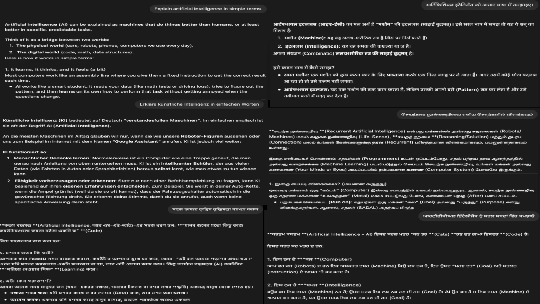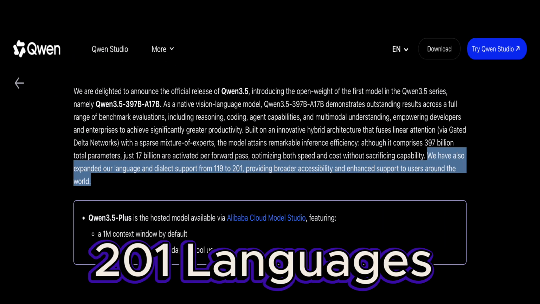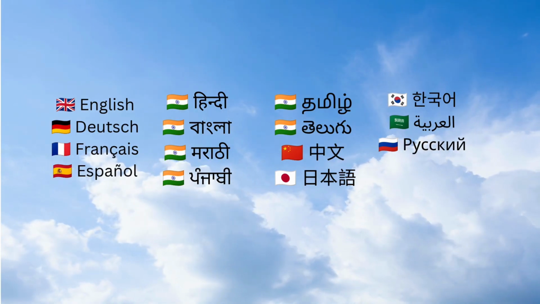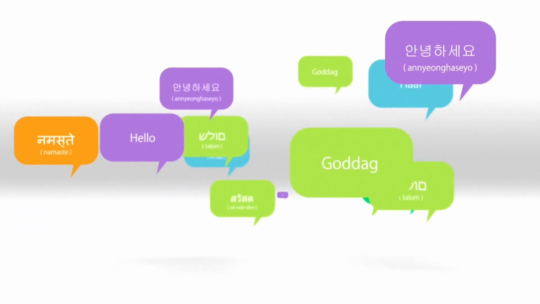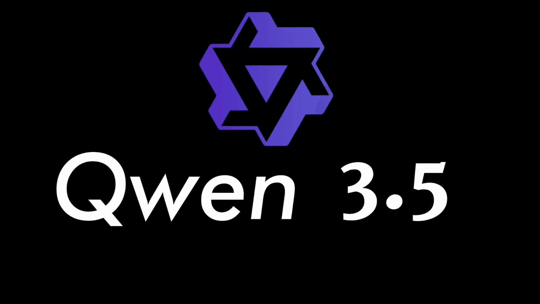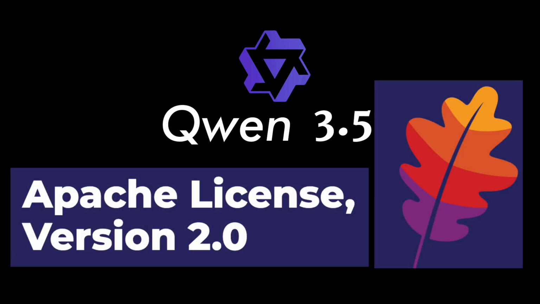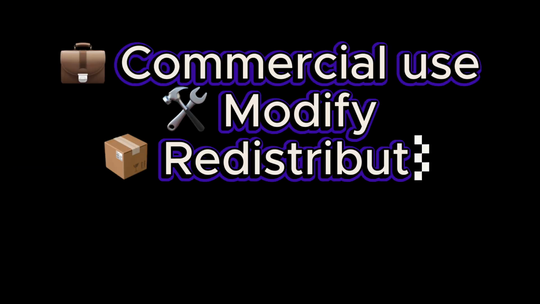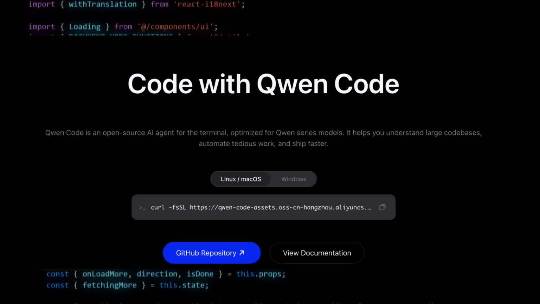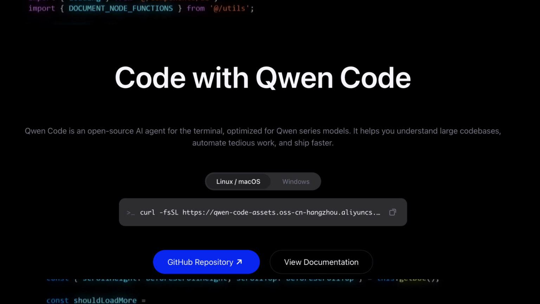Qwen. Alibaba's model Qwen is Alibaba's open-weight model family, and for multilingual users, it's one of the most interesting options on this list. Qwen 3.5 supports 201 languages and dialects, including Hindi, Bengali, Tamil, and many other languages. That makes Qwen particularly interesting if you work across multiple languages. Its released Qwen 3.5 models use the Apache 2.0 license, which allows commercial use, modification, and redistribution under the license terms. For coding specifically, Qwen's coder models are among the strongest open-weight options you can run locally.